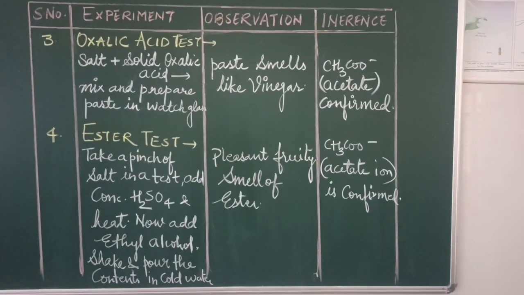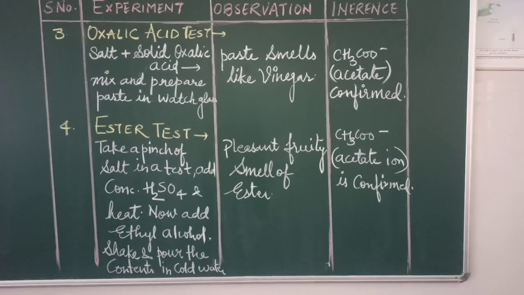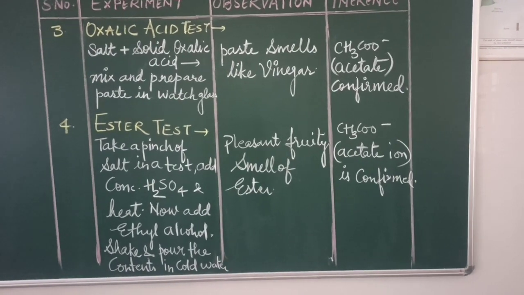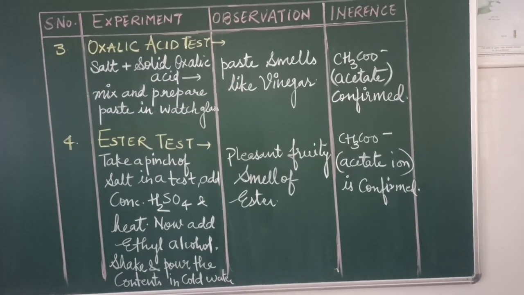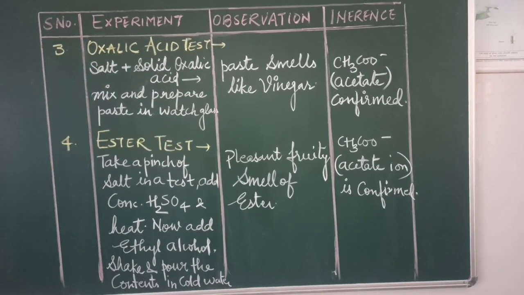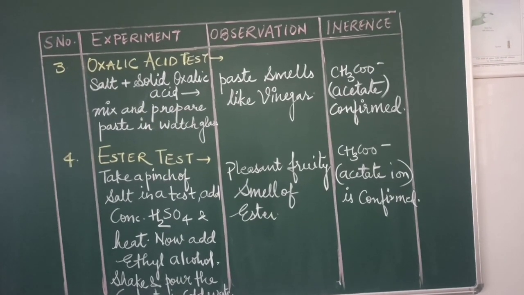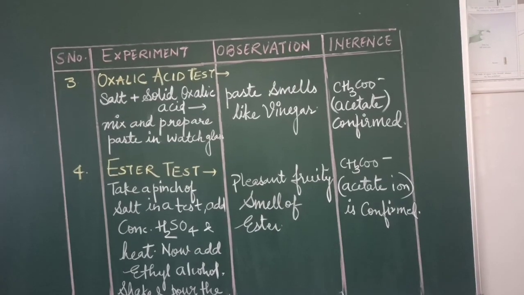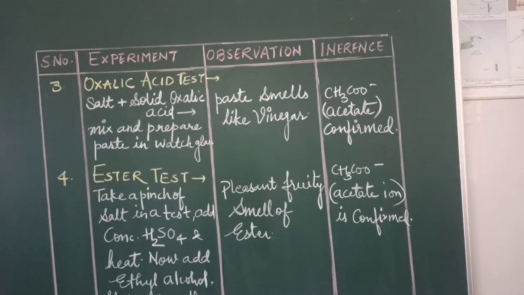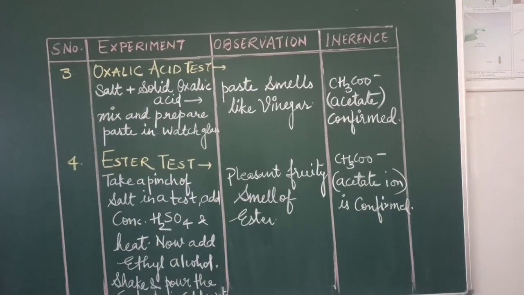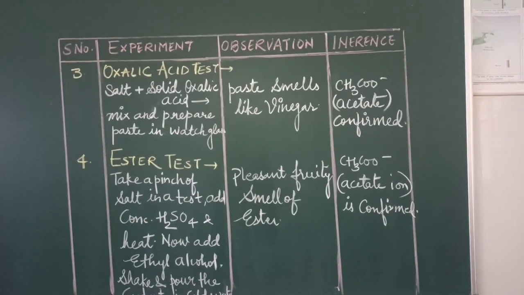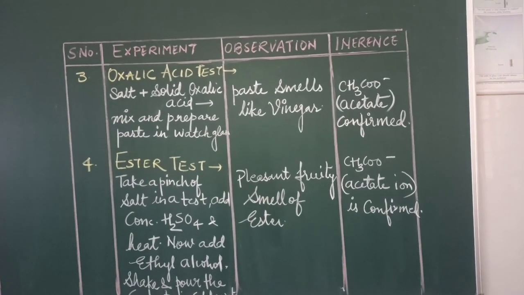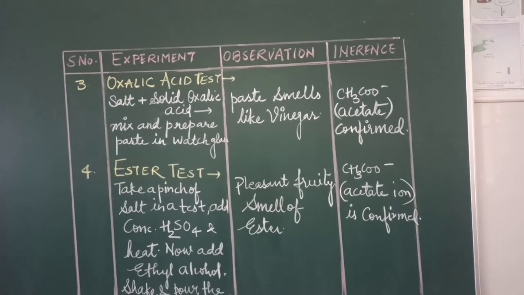Then the second confirmatory test is ester test. So you'll have to take a pinch of salt in a test tube, add concentrated H2SO4, that is sulfuric acid, and heat the content. Now in the same test tube you will add ethyl alcohol, that is C2H5OH. Shake the content and keep cold water in a beaker, and the contents of test tube has to be poured in the cold water, and you'll have to smell the content. If it gives pleasant fruity smell, then that pleasant fruity smell is of ester, and this test or the appearance of fruity smell of ester confirms the presence of acetate ion.